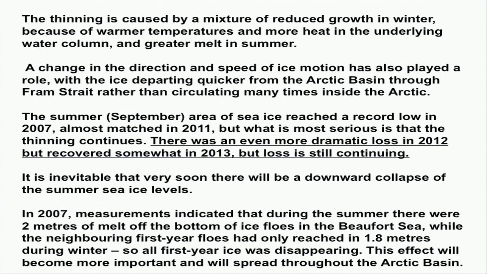Now in 2007, measurements indicated that during summer there are about 2 meters of ice melt from the bottom of ice floes into the Beaufort Sea, while in the neighbouring first year floes they'd only reached a depth of about 1.8 meters during winter. In other words, all the first year ice was disappearing. So it wasn't available for the following year to build up the ice. So that effect is going to become much more important and will spread throughout the Arctic basin.